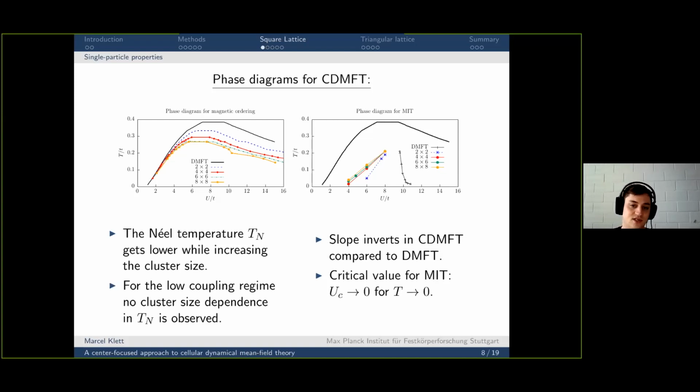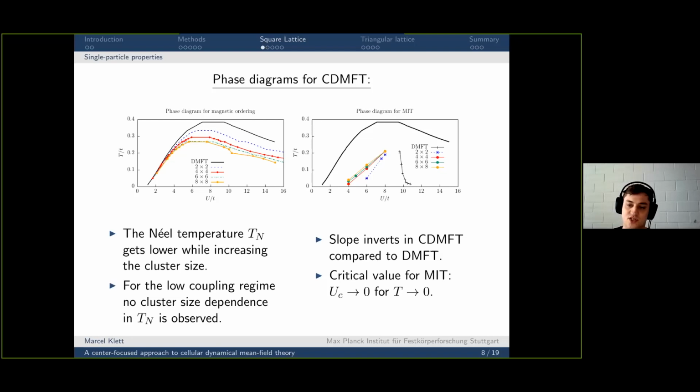Nevertheless, we see the nice effect, what we hope to see, that by increasing the cluster size, our antiferromagnetic dome shrinks in size. So this is the left phase diagram. Let me also talk about the right one, where we see the Mott transition for DMFT and different CDMFT calculations.